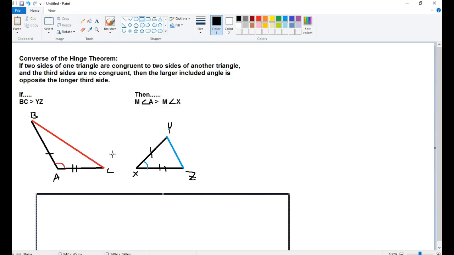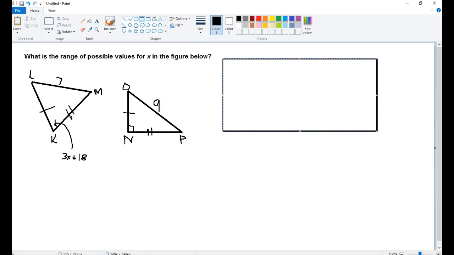Now we're going to go into two different types of problems. First one, we're given to find ranges of possible values for numbers, and the second one we're going to go through a proof. Okay, they're asking us what is the range of possible values for x in the figure below. We're given two triangles. We're told that two sides are congruent, and the included angles we're looking for, and we're told that the opposite side, so this one is 9 and this one is 7, so we have one that's bigger than the other. So this angle must be bigger than this angle.